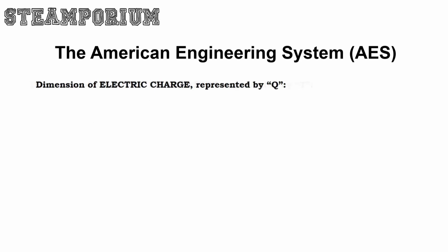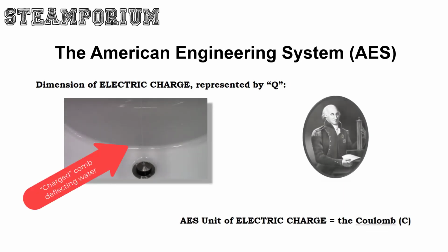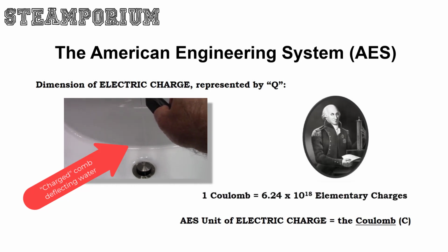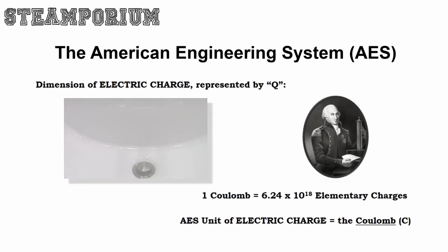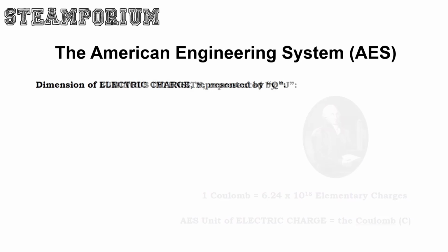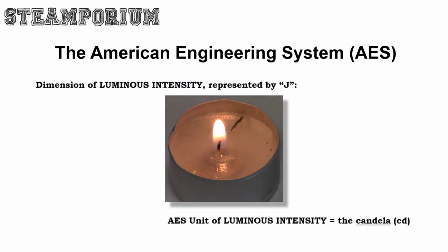The dimension of electric charge is in units of the Coulomb, named after the French engineer Charles Coulomb. 1 Coulomb is the electric charge associated with approximately 6.24 times 10 to the 18th elementary charges, such as electrons or protons. The dimension of luminous intensity is in units of the candela, and yes, it is approximately the same amount of light emitted by a standard wax candle.